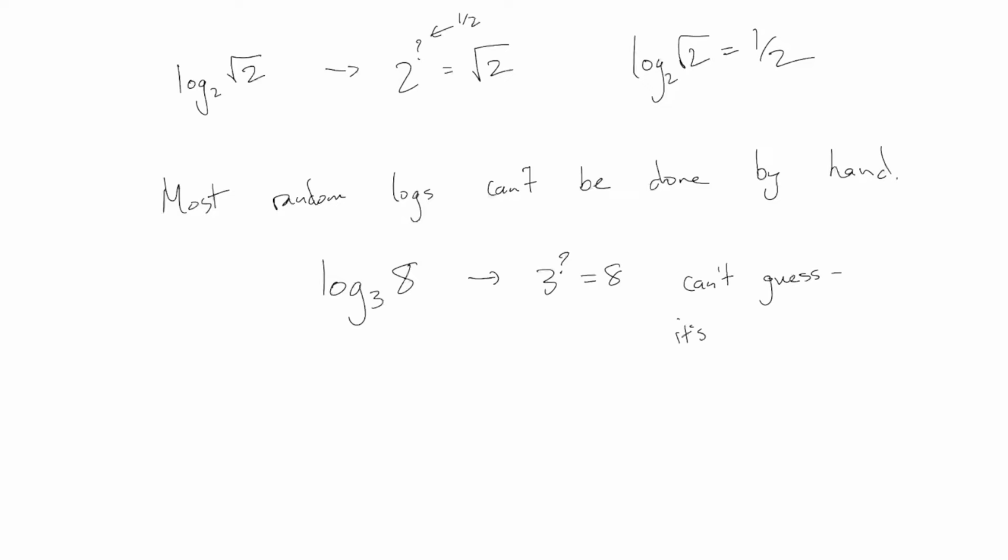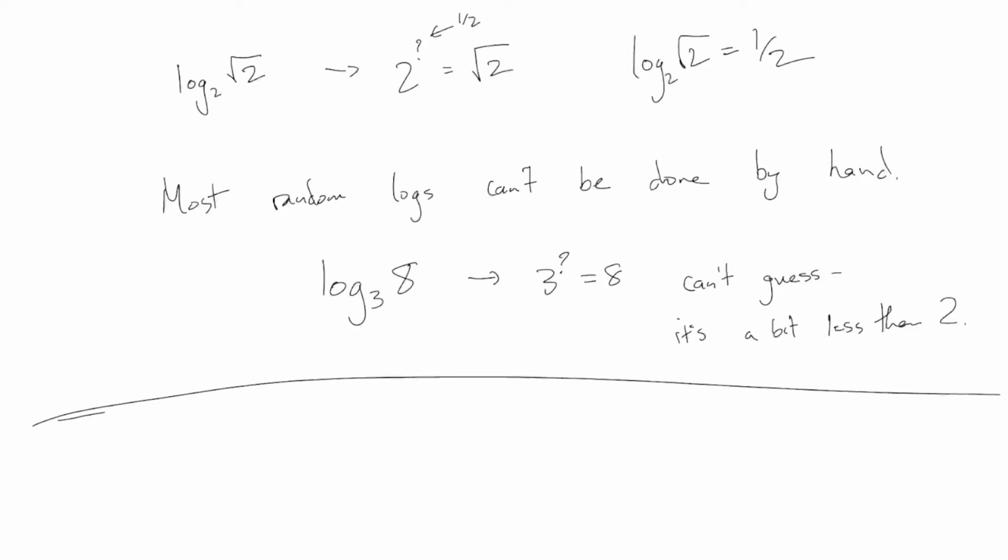If I had to say, I would say it's a bit less than 2, right? Because 3 to the 2 is 9, and this is a little bit less than that. So whatever log base 3 of 8 is, it's a little bit less than 2, but you can't really say in any more detail than that. So typical logs you cannot do by hand. You have to kind of get lucky, and that is the thing you're taking the log of has to actually be a power of the base that you're talking about.